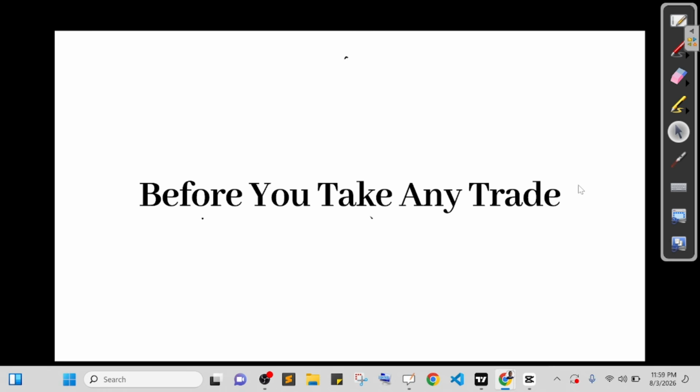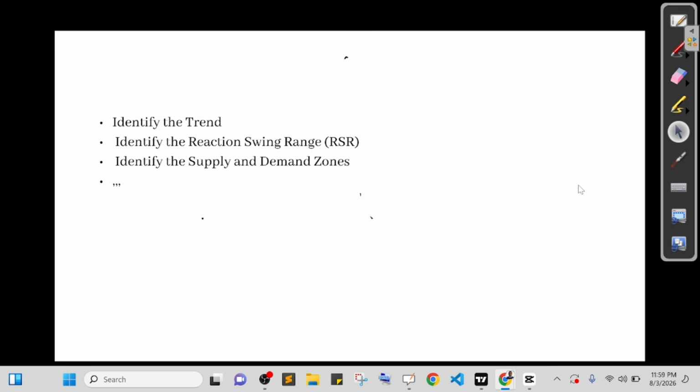So before you take any trade, first identify the trend of the market. Is the market bullish or is the market bearish? If the market is bullish, you are buying. If the market is bearish, you are selling. The second thing that you need to identify is the reaction swing range, right? Identify it. Then identify the supply and demand zone. More will be added later.